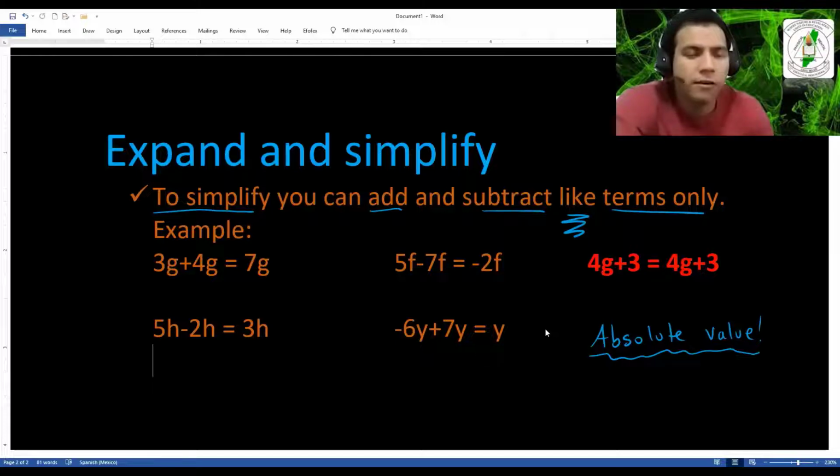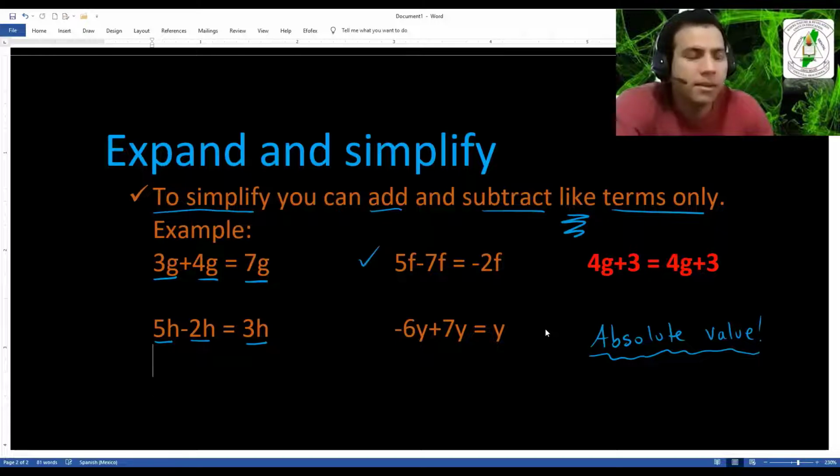Okay? For example, 3g and 4g, they are the same. They are both the same variable. G and g, same thing. So you can go ahead and add. 3 plus 4 is 7g. In this example here, 5h minus 2h, same variable. They are the same, so you go ahead and subtract. 5 take away 2 is 3, and that's 3h.